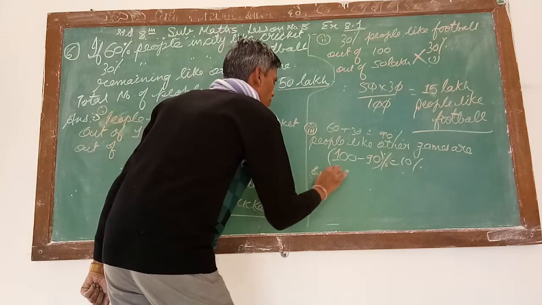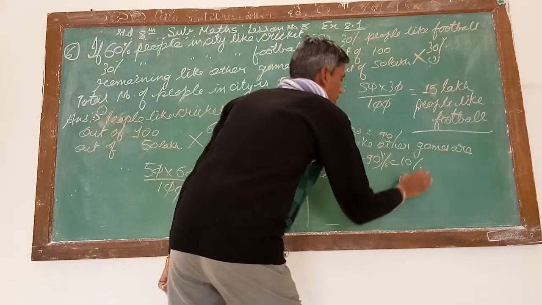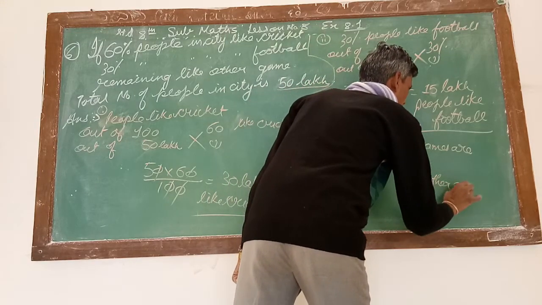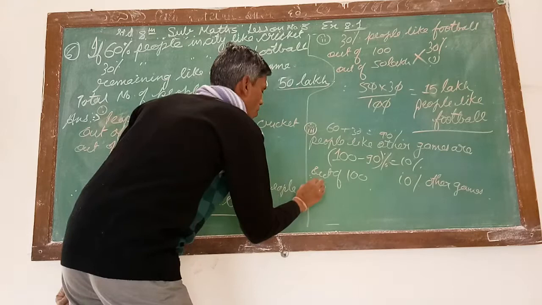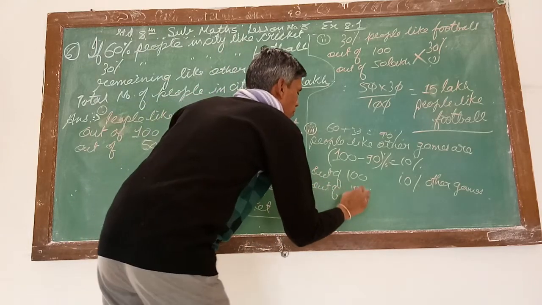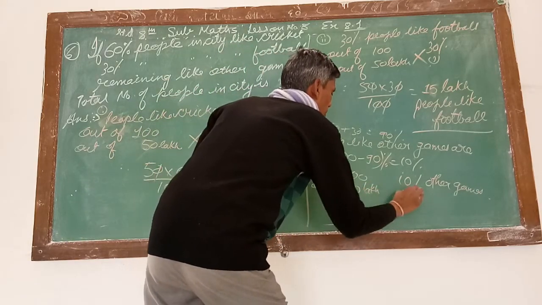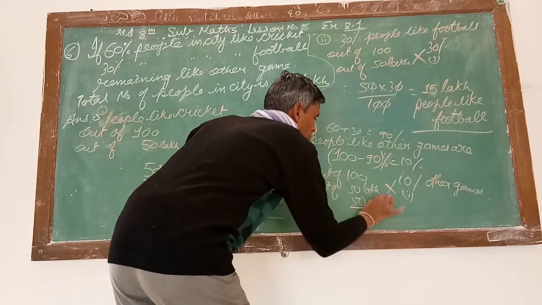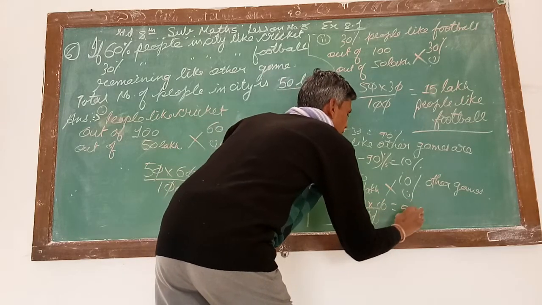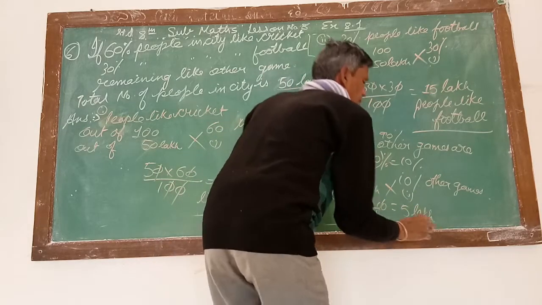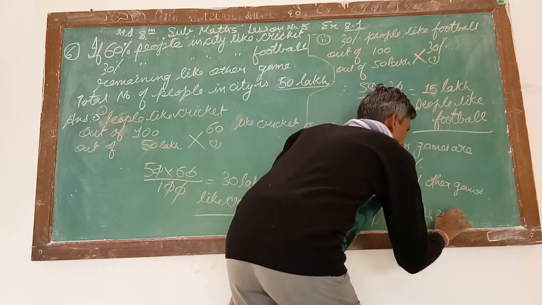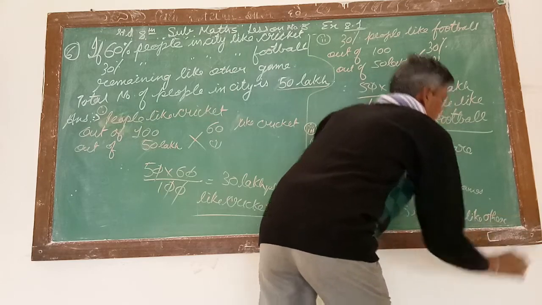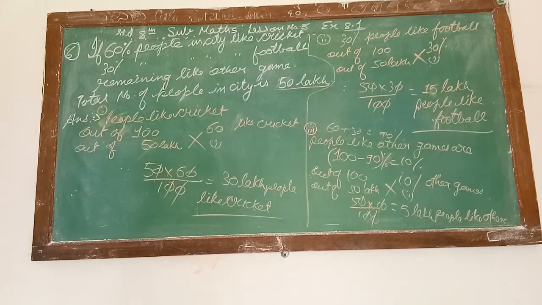So out of 100, 10% like other games. So out of 50 lakh, how many people like this? So 50 into 10 upon 100, zeros cut, 5 lakh people like other games.